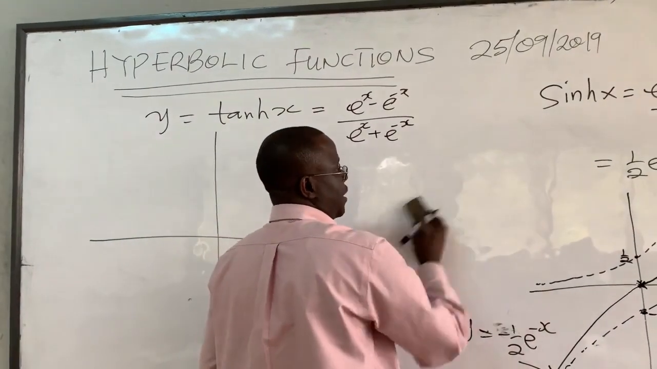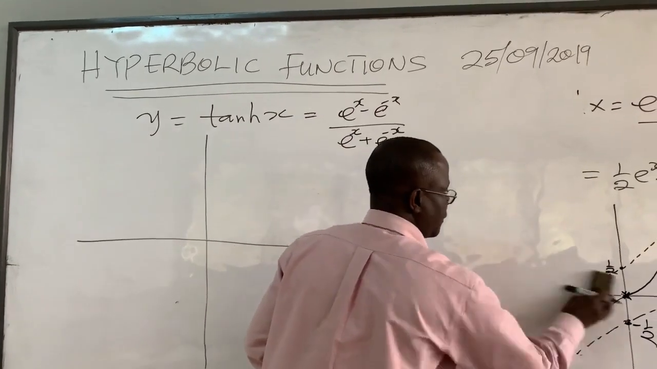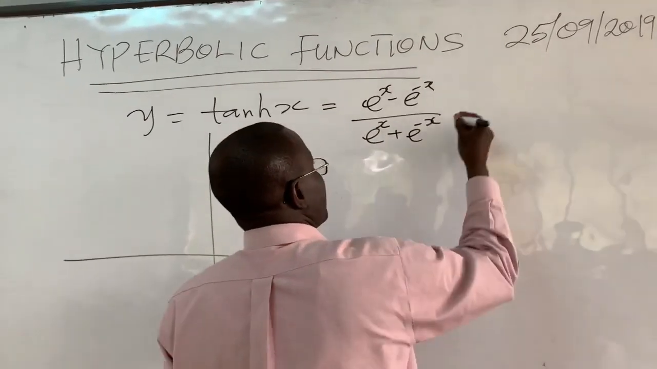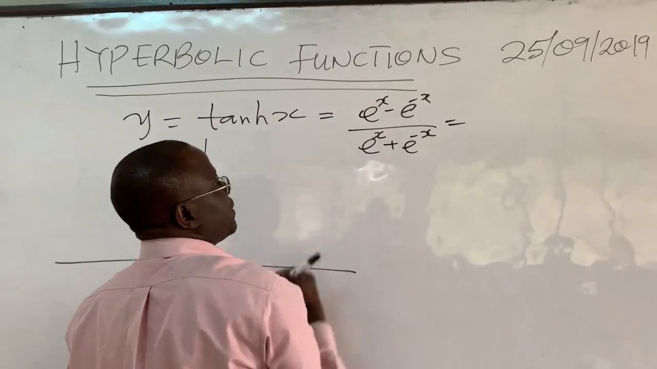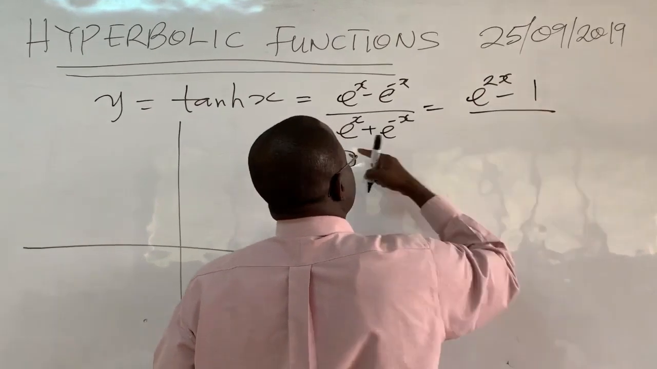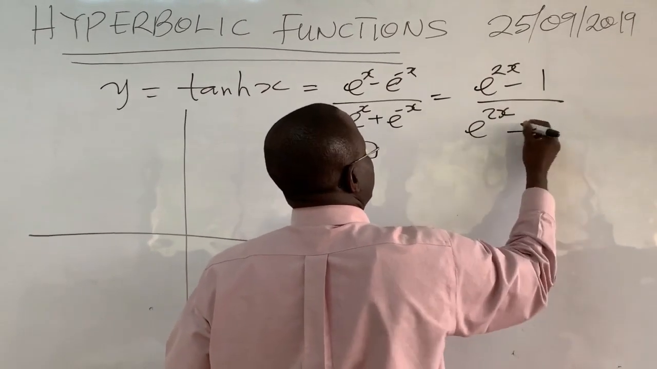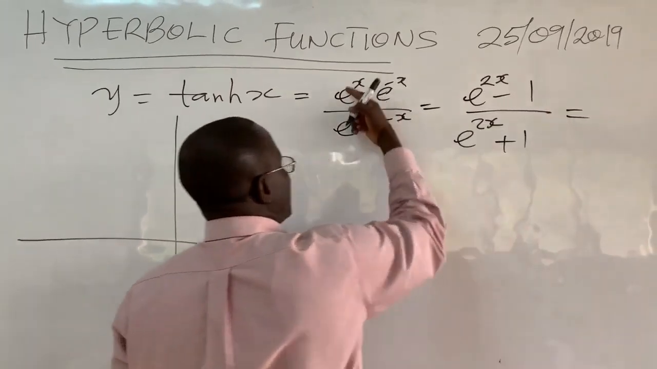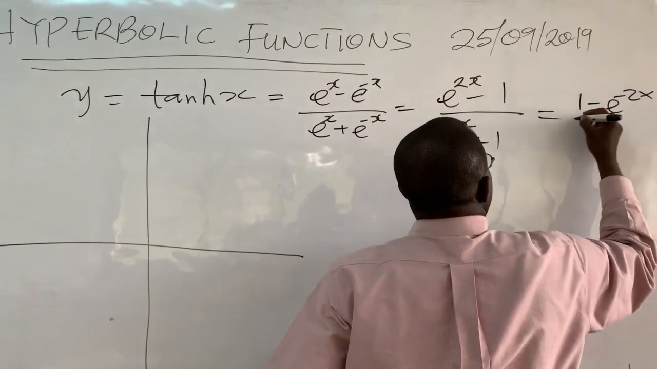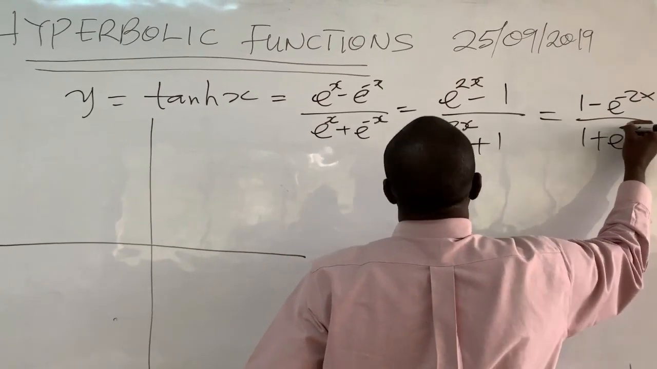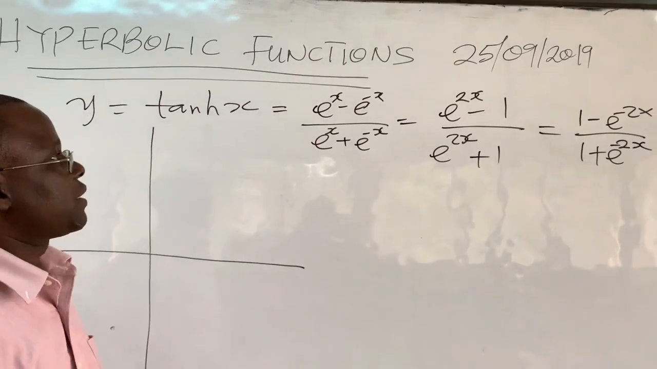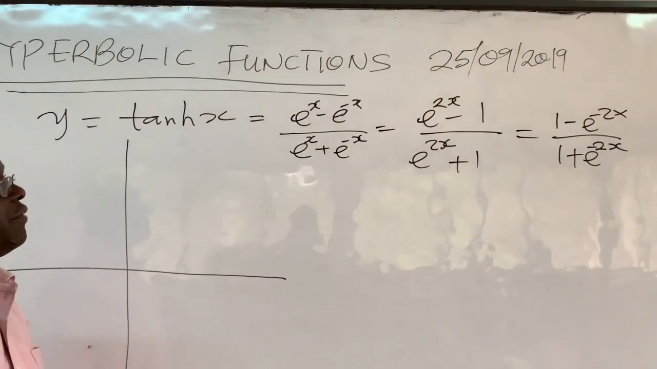This we can rewrite, right? We can rewrite this if I multiply the top and bottom by e to the x. This will give me e to the 2x minus, this is 1. This gives me e to the 2x. This is plus 1. Or if I multiply the top and bottom by e to the negative x, I get 1 minus e to the negative 2x. And I have 1 here plus e to the negative 2x. Now each of these will help us to see different aspects of the graph.